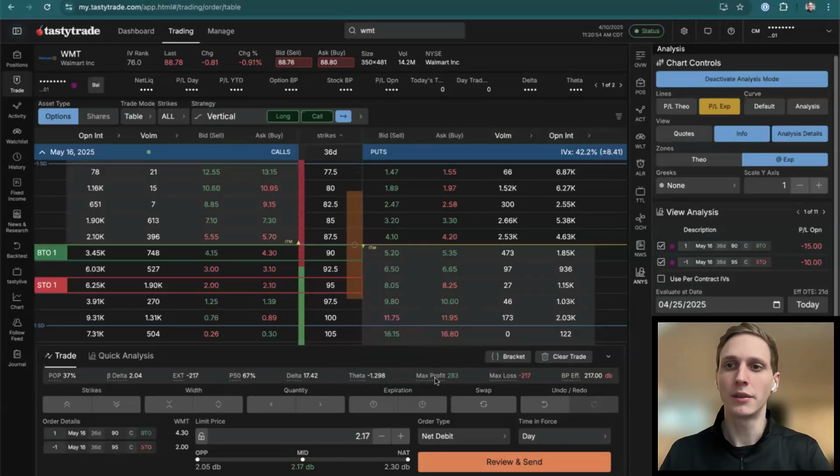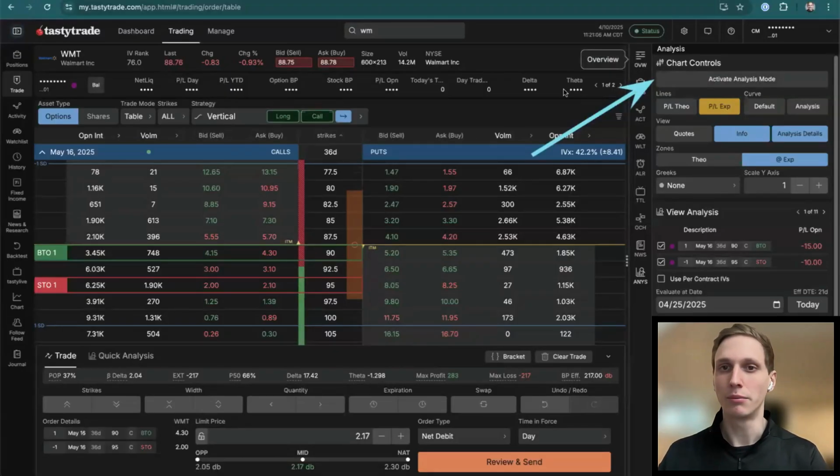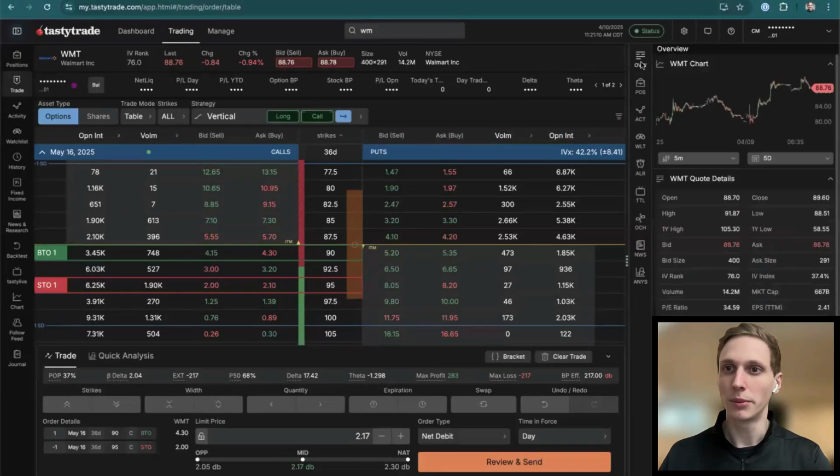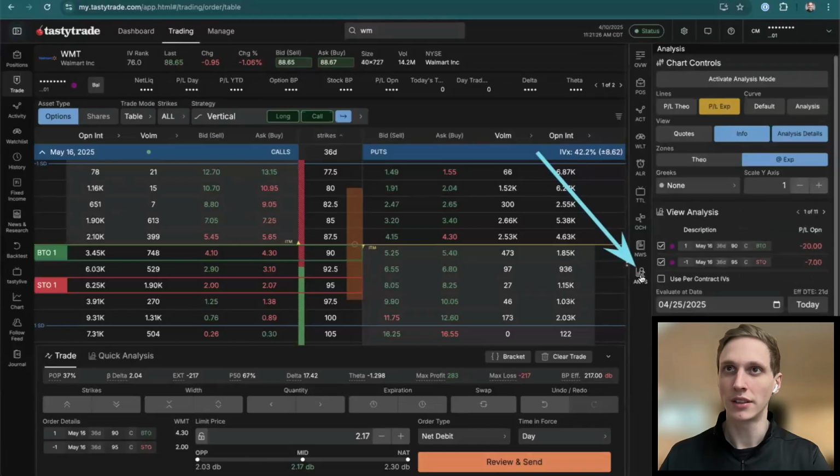That's just some base data that we can look at. But next, the thing that we wanted to talk about most today is the analysis mode. In the right side panel, it might be collapsed for you, and you might be on overview, positions, or activity, but make sure that you go to analysis at the bottom. Scroll your mouse over it and click on analysis.